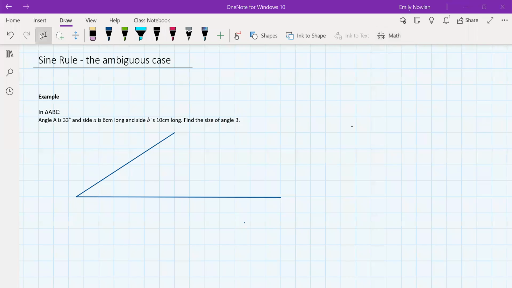Hello. Now we're going to have a look at what we call the ambiguous case for the sine rule. Ambiguous just means in this particular situation, there are two possible answers. So let's have a look at a particular question.